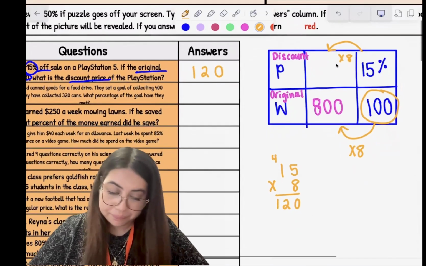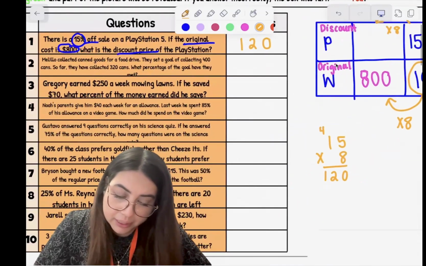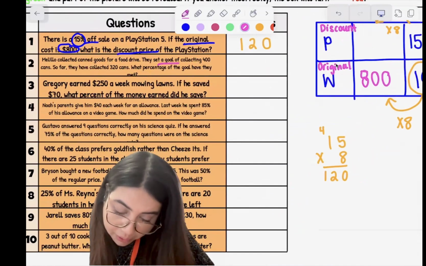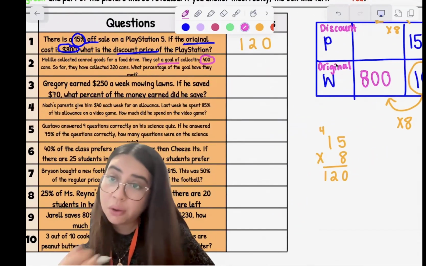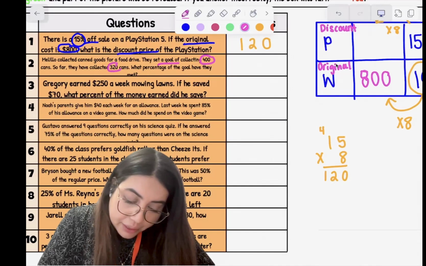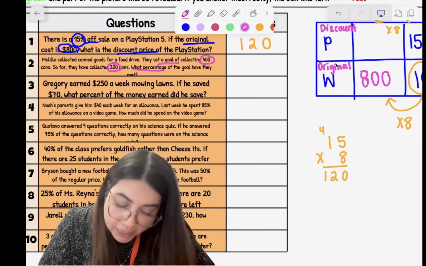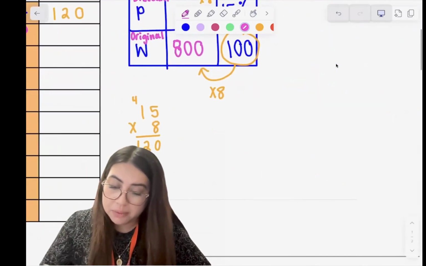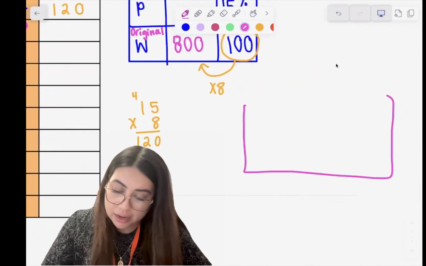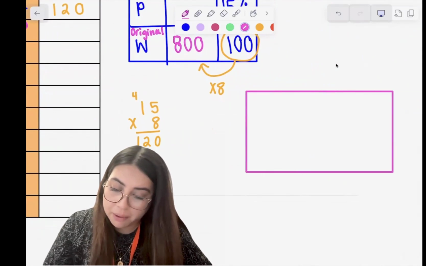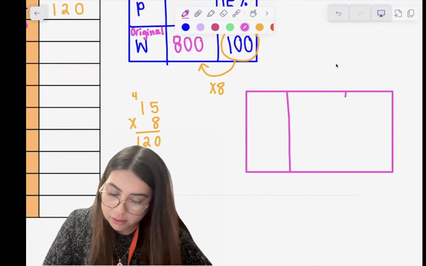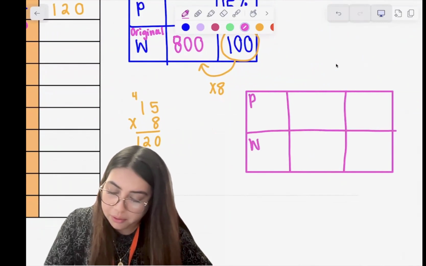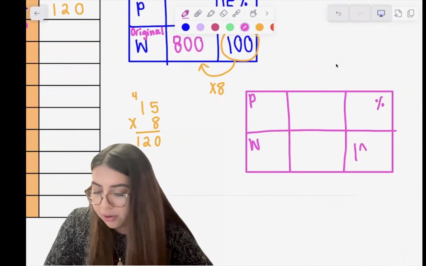Okay, next one. Melillo collected canned goods for a food drive. They set a goal of 400 cans. So far, they have collected 320 cans. What percentage of the goal have they met? So, what percentage tells me I don't know my percent. Again, we should be automatically setting up our box. It's part, whole, percent, 100.